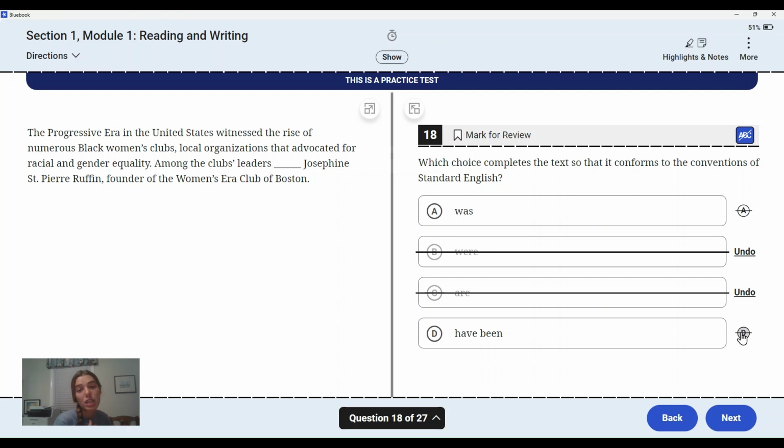Figure out what's independent, dependent, what person and what number it is in, and then finally, what tense it is in. Future, present, or past.